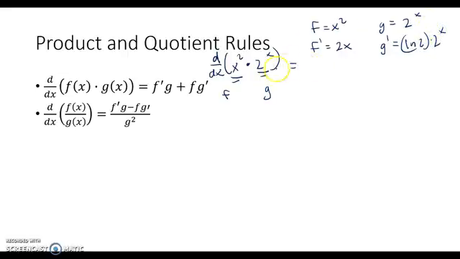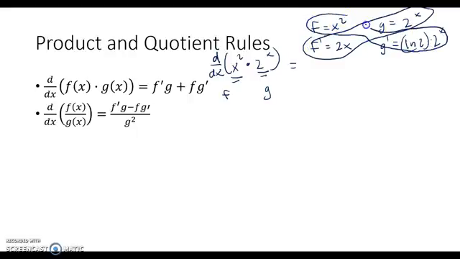So the derivative of this is going to be f prime g. Well, f prime is this. If you look at the structure, it's a diagonal structure if you've written it this way. It's the sum of these two circled products. So f prime g is 2x times 2 to the x. And now plus fg prime, which is x squared times the natural log of 2 times 2 to the x. If you've written it in a different order, like you put the natural log of 2 out front, that's fine. It's the exact same thing.